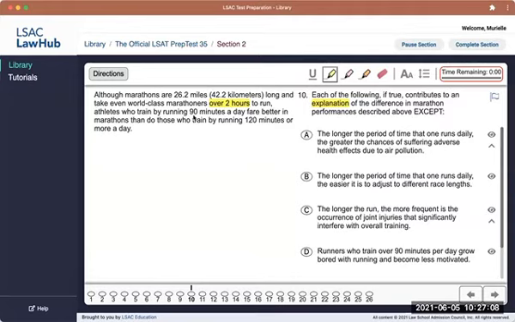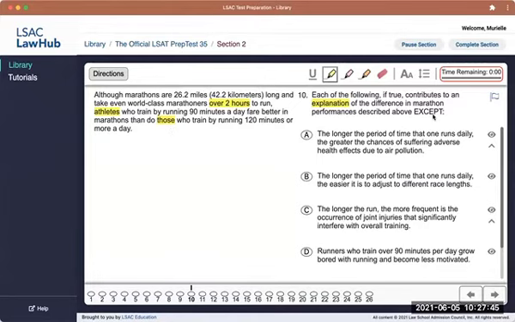So we have athletes who do this versus those athletes who do that, so it's referencing athletes again. The only difference here is the amount of time per day. So let's try to find something that would explain why running less per day actually makes you do better. And when we find those explanations, we're going to eliminate them because we're looking for the exception.